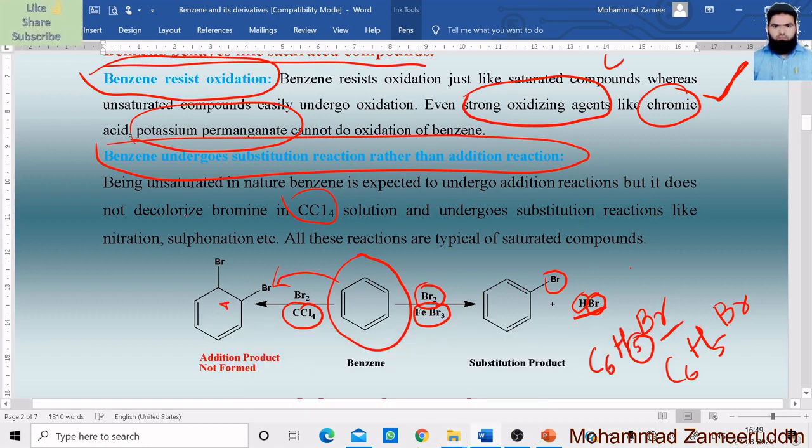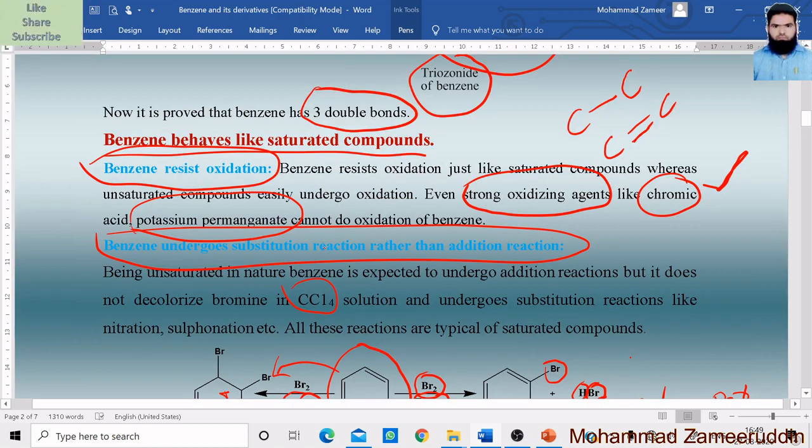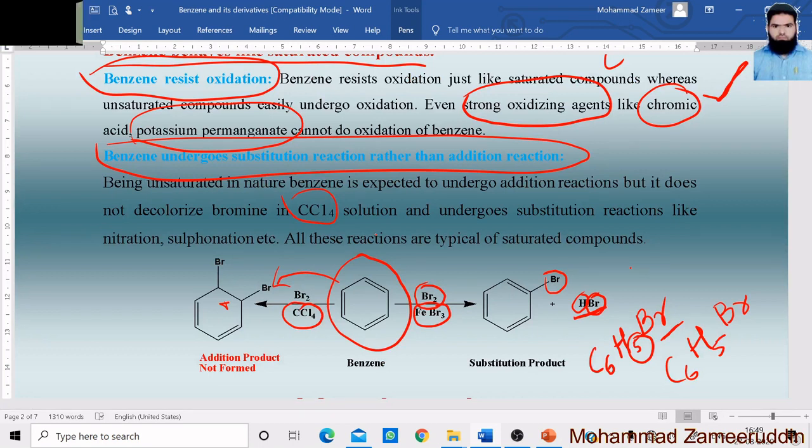So these two experiments suggest that benzene acts as a saturated compound, it behaves like a saturated compound. These are the two facts. Is it clear? If you have any doubt or if it is not clear, then you can comment in the comment box, then I will explain to you later.